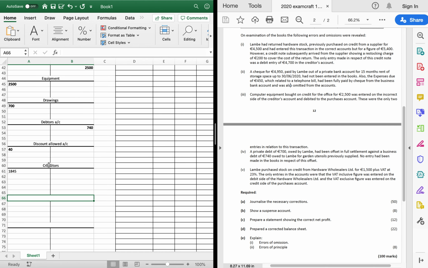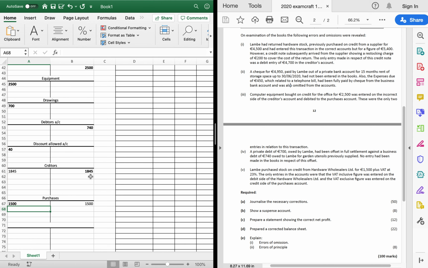And he's put the VAT exclusive amount on the credit side of purchases. So this is purchases here, and the VAT exclusive amount, 1,500, he's put on the credit side. So then we have to say, what's he supposed to do? He's supposed to debit purchases, credit creditors. So the 1,845 should have gone on the credit side of creditors. Sorry, we're going to undo those first. 1,845 and 1,845, and 1,500, gets us back to 0.